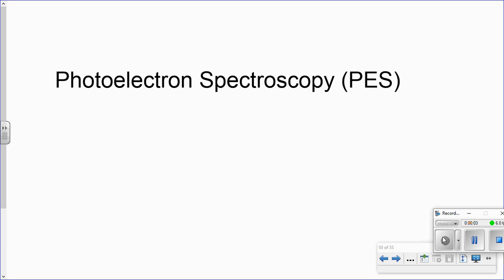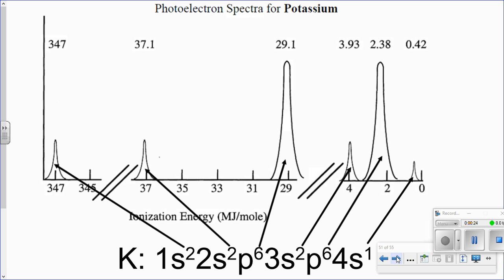Okay, with photoelectron spectroscopy, or PES, it's a way that scientists have used to determine ionization energies, trends as far as electron affinities, bonding patterns, etc. And the actual science behind it, we'll talk about in class. But the results of PES is this.